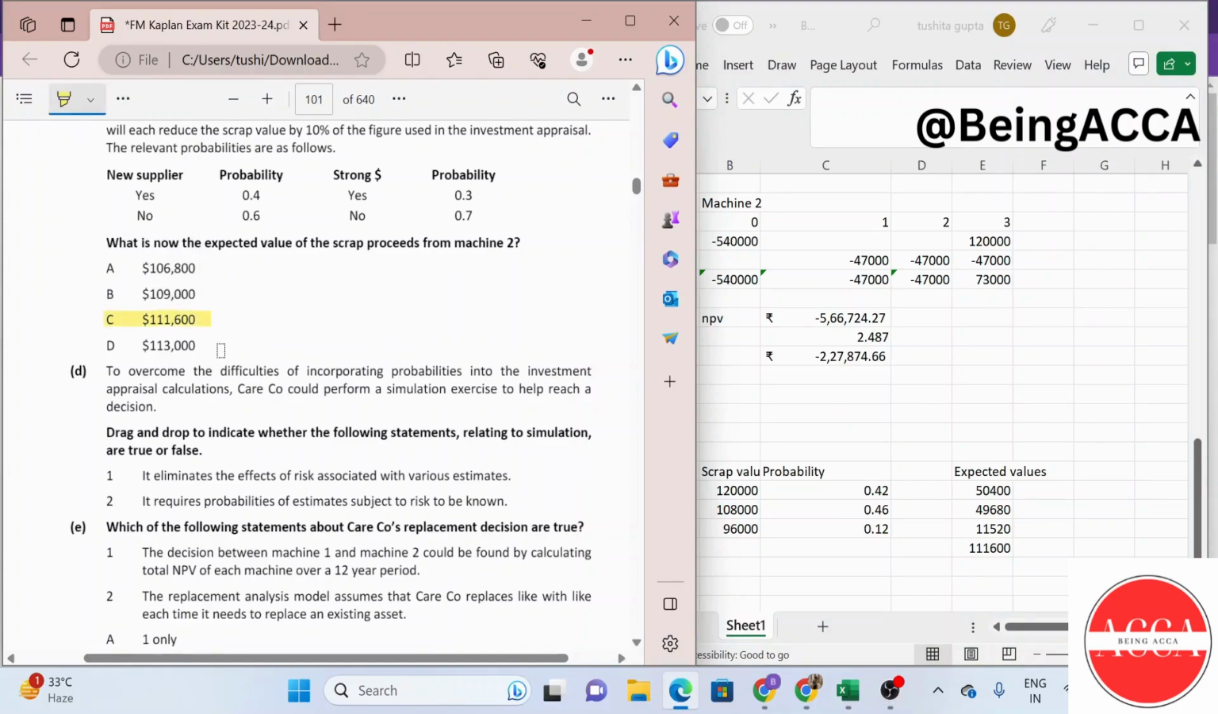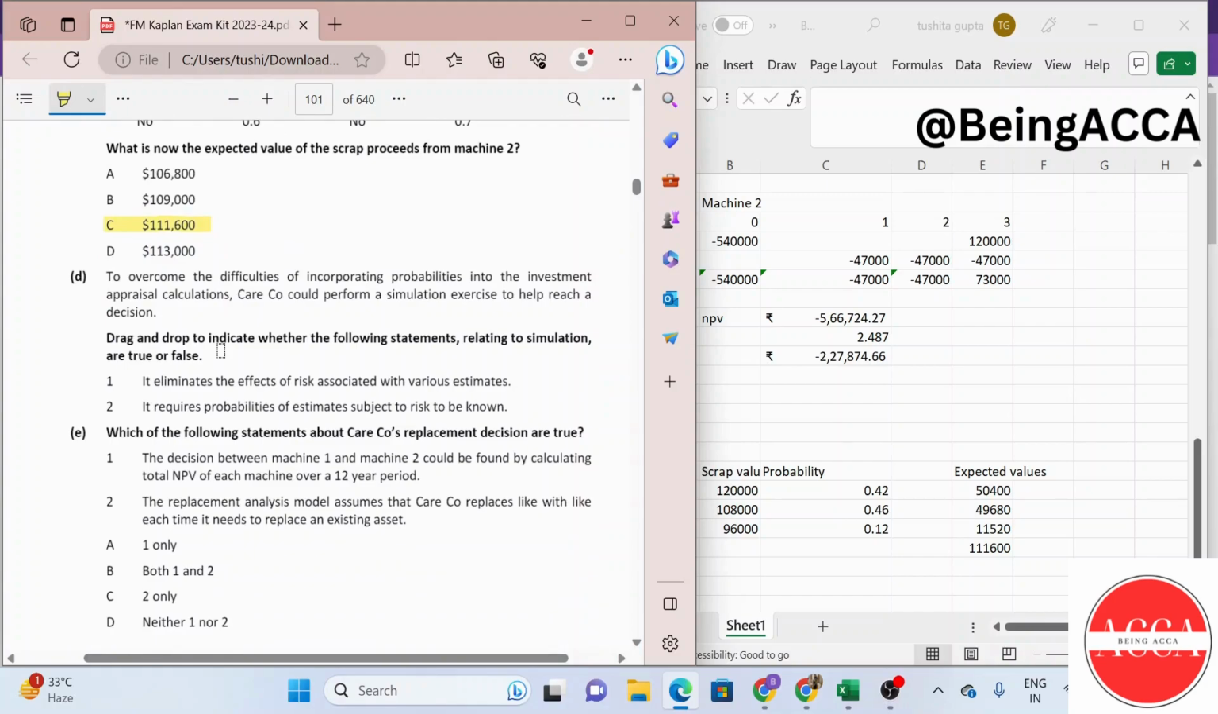Right. Now moving on to the next one. To overcome the difficulties of incorporating probabilities into the investment appraisal calculations, Care Company could perform a simulation exercise to help reach a decision. Drag and drop to indicate whether the following statements relating to simulation are true or false. Now let's read the first one. It eliminates the effects of risk associated with various estimates. No, not at all. It will only tell you how a change in something will affect your project, but it will not eliminate the risk associated with the estimates that you are putting in. So the first statement is false.